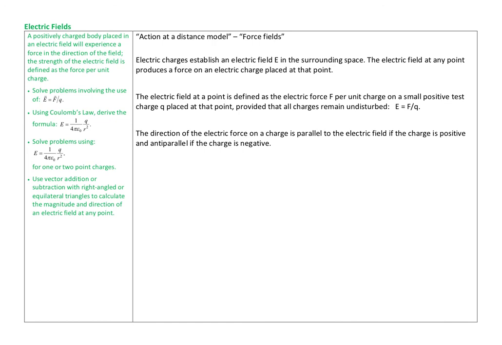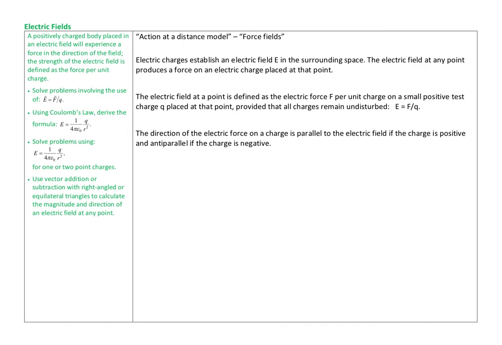So what we say is that electric charges establish an electric field, which we give the symbol E, in the surrounding space. The electric field at any point produces a force on an electric charge placed at that point. So this second electric charge interacts with the field of the first. The electric field at a point is defined as the electric force per unit charge on a small positive test charge Q placed at that point, providing that all charges remain undisturbed. E equals F on Q. That's basically just saying, mathematically, force per unit charge.